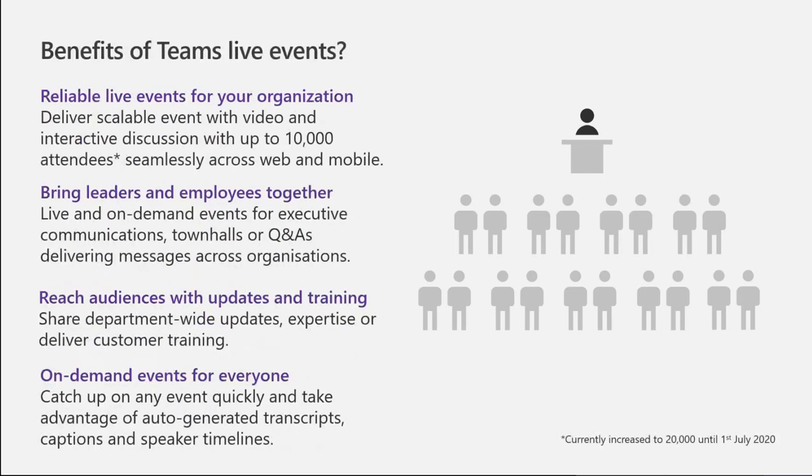The benefits of Teams live events. You can broadcast an event to up to 10,000 people. You can deliver content across your own organisation or to others, whether that be announcements or training. The event can be watched live or by recording, and to make the events more accessible, you can apply captions, timelines, and take advantage of auto-generated transcripts. You can even, as an attendee, pause and rewind the live feed in case you missed any important points, and then you can return to the live feed again.